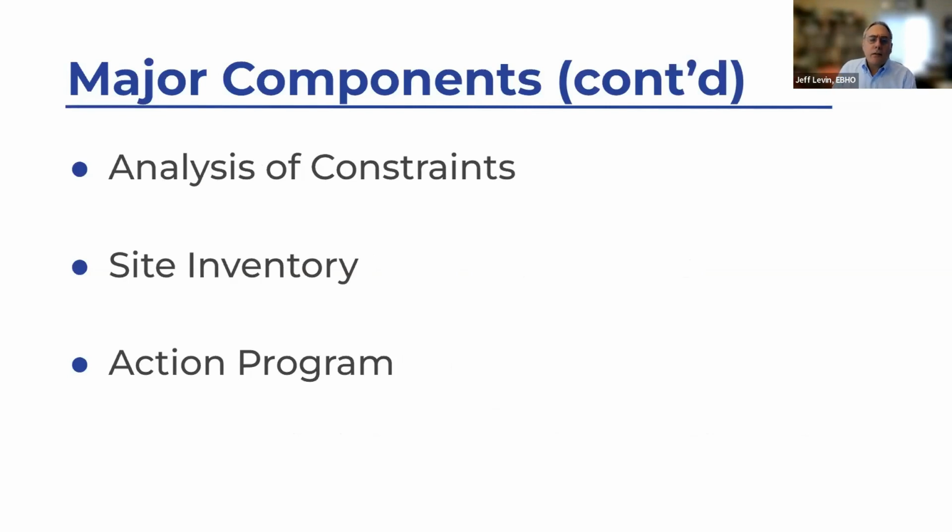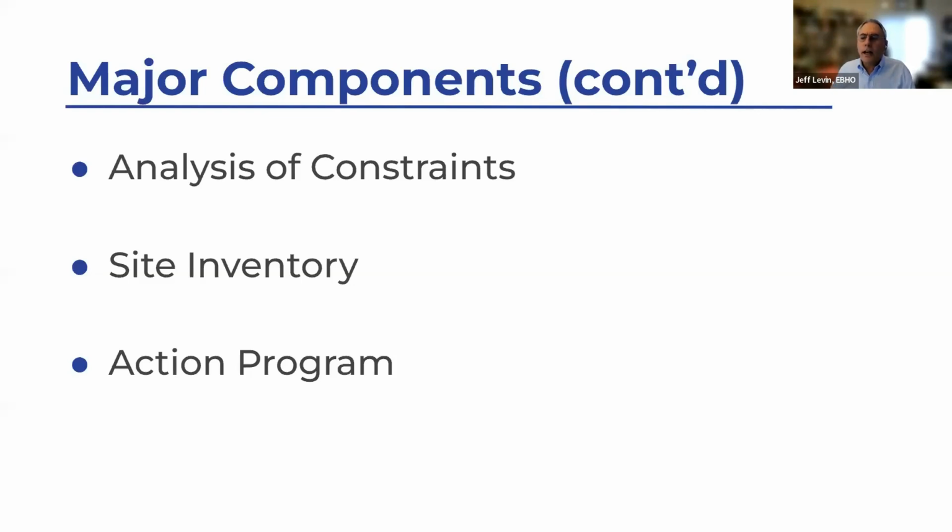There is a site inventory that has to describe that the jurisdiction has enough sites that are suitable for accommodating the entire RHNA at all income levels. That means specifically that there have to be sites zoned at enough density to build multifamily housing that can be affordable to lower income households. They have to be realistic sites. There's a bunch of new requirements about demonstrating that these sites are realistic.